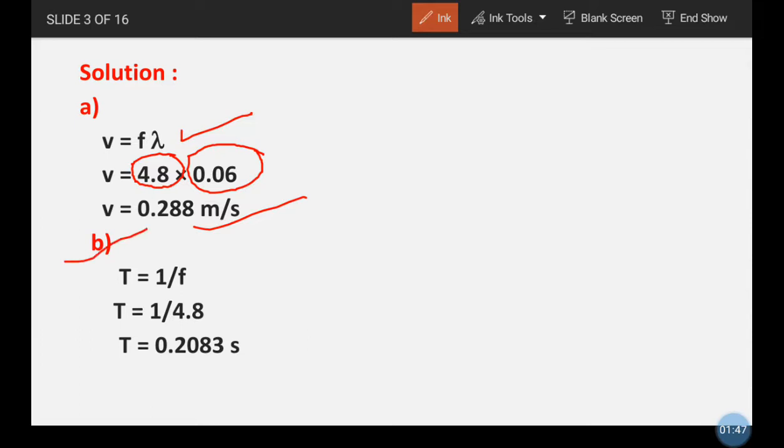We will multiply these values and get the result 0.288. In part B, we will apply the formula of the time period. Time period is equal to 1 upon frequency. Put this value, 1 divided by 4.8, which is equal to 0.208.